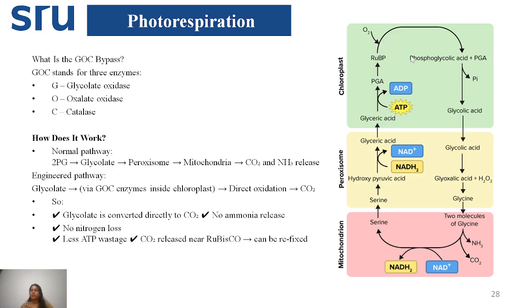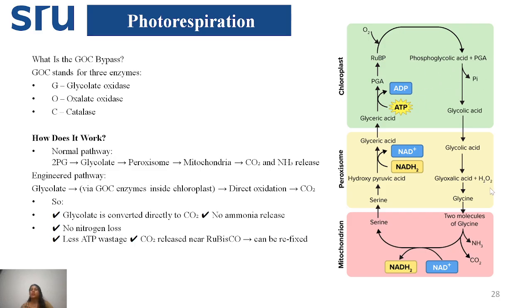So how to avoid this? Already here you observe chloroplast, peroxisome, mitochondria. It takes place in three organelles. So what scientists are doing is inserting this GOC bypass, meaning glycolate oxidase, oxalate oxidase, and catalase. All these three enzymes they are inserting in the chloroplast. What these enzymes will do: once glycolate is produced, glycolate oxidase converts this glycolate to glycolic acid. During this, it releases H2O2 here in the chloroplast.